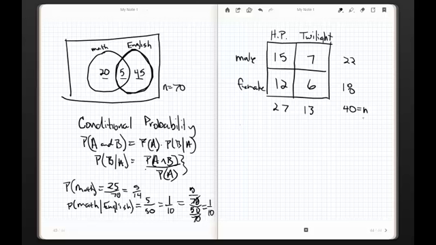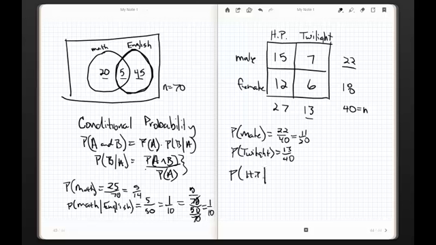I know that my sample size is n. What is the probability that I asked a male? Well, I find the total of males, which is 22, and I divide it by 40, and I get 11/20, about 55%. What's the probability of finding somebody that liked Twilight? Well, again, I just go 13, and I divide it by 40, and I'm done. Easy peasy. Now let's find the probability that somebody favored Harry Potter given that they were female.